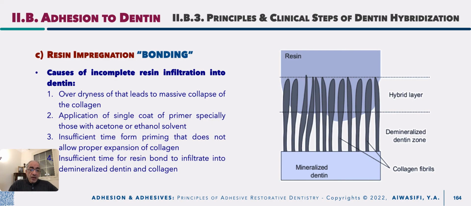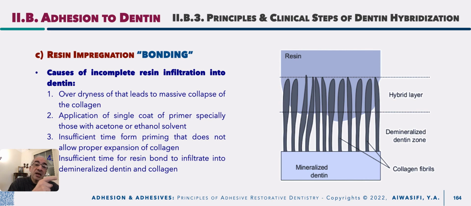Then, what are the causes of incomplete resin infiltration into dentin? Incomplete resin infiltration into dentin, like this schematic diagram. This is the resin, this is the exposed collagen, this is the whole layer of demineralized dentin, okay? But your resin doesn't impregnate to the full depth. There is this area with white background of demineralized exposed dentin collagen uncovered. Why? Why didn't your bonding agent go down to cover the whole thickness, so that the hybrid layer is limited only to the upper half, okay? This may be due to over dryness that leads to massive collapse of the collagen.